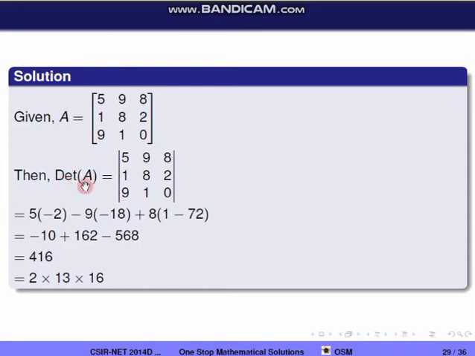So that is equal to 5 into 0 minus 2 minus 9 into 0 minus 18 plus 8 into 1 minus 72. So when we simplify and find the answer, that is equal to 416. I am prime factorizing it. So this is equal to 2 into 13 into 16. So we'll check the options one by one now.